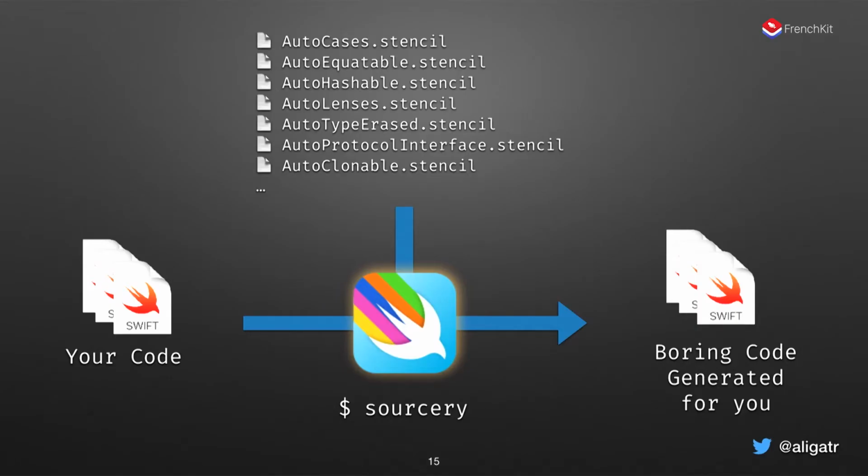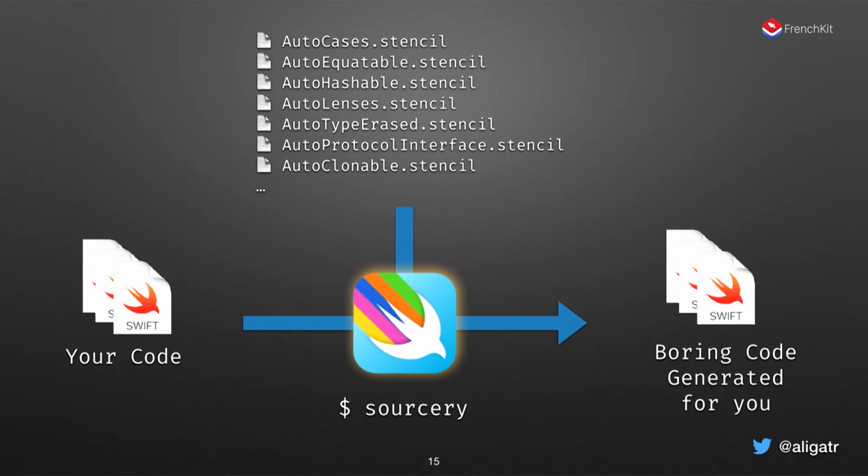So how do we do that? That's the point of Sourcery. So Sourcery is a different kind of tool than SwiftGen, but they work great in parallel. You can use SwiftGen for resources and Sourcery for the code we just saw.